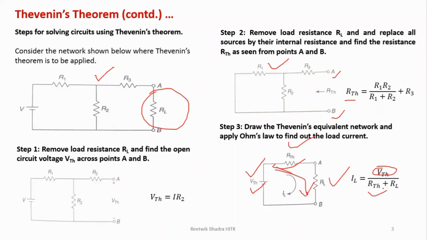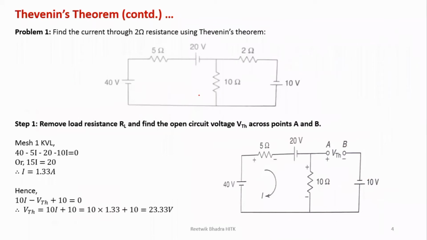So RTH plus RL. Step 3 is the same for any circuit. This circuit and this equation will be the same. Step 1 and step 2 will differ according to the main circuit. Okay, so we'll look into a problem. I think that will clarify all your doubts.